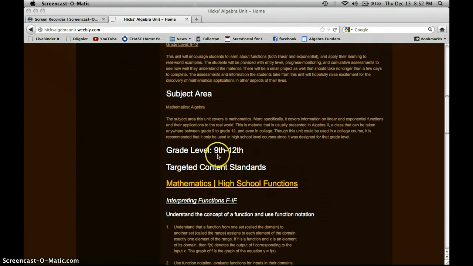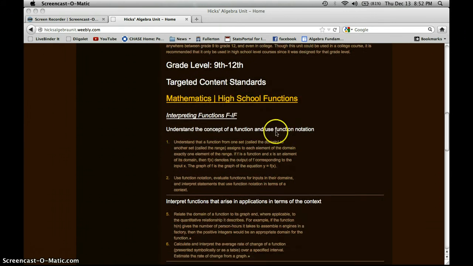And the grade levels are 9th grade to 12th grade, depending on when they're taking the course, since Algebra 2 can be taken within those years. It can even be taken at college level, but this is more targeted for a high school level, hence the high school functions right here.